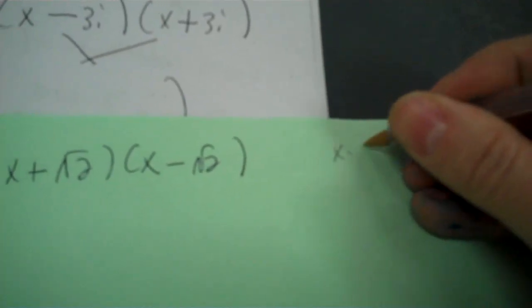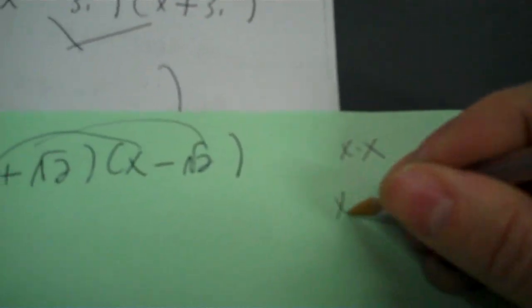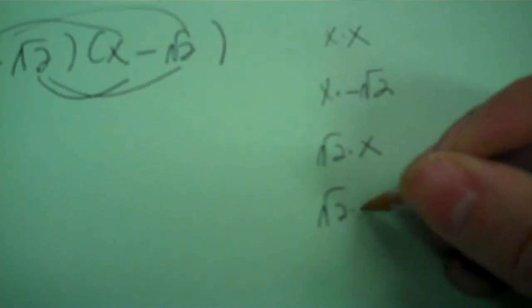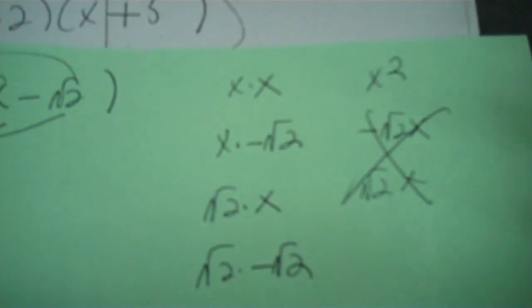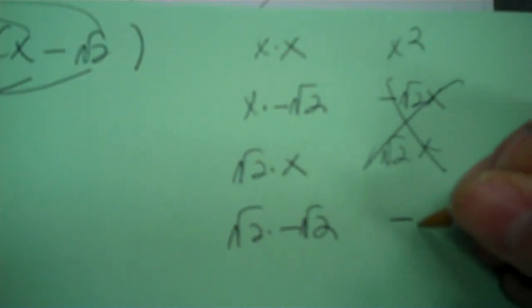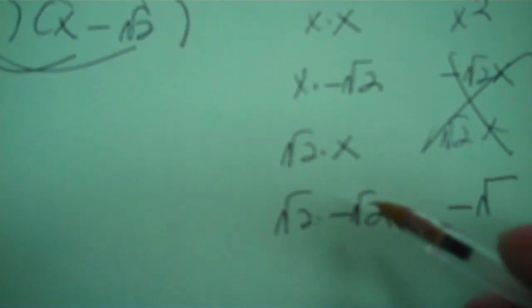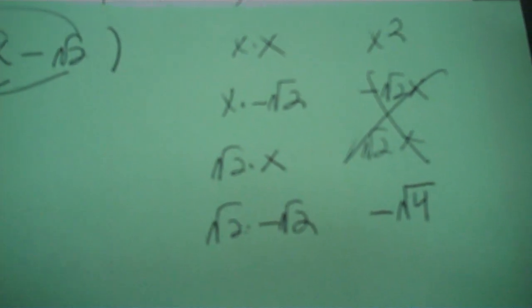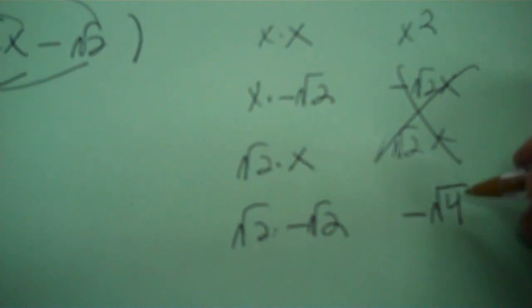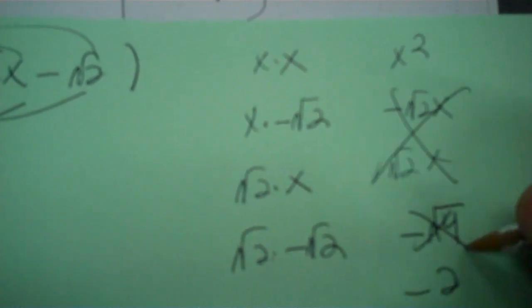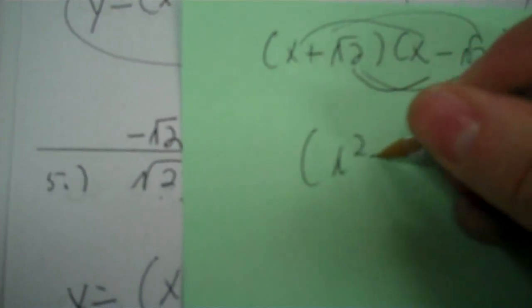I go x times x, times negative square root 2, square root 2 times x, and then square root 2 times negative square root 2. So that's x squared, that's negative square root of 2x, that's positive square root of 2x, bye-bye. So I've got a negative and a positive of the same thing. This is going to be negative square root, and since the 2's are both in square roots, I multiply them, and that's 4. But what is the square root of 4 actually? Look on the board. It's 2, okay? So this is really negative 2. So x squared minus 2.